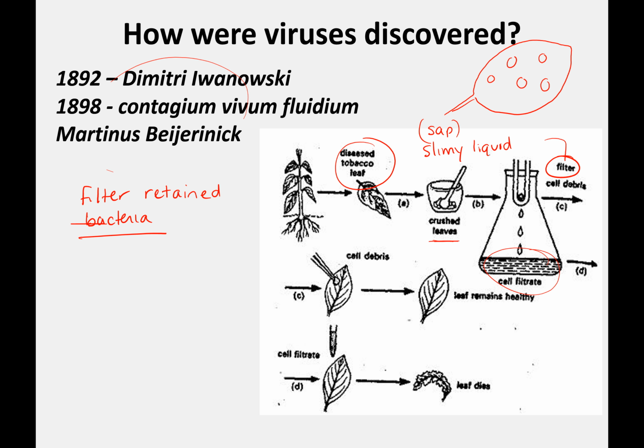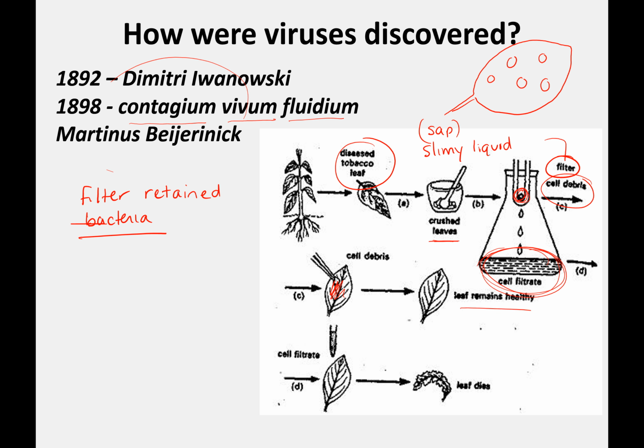This term up here, contagious living fluid, is talking about this liquid down here. They didn't know it was particles at the time. They just again thought, okay, instead of air, now it's a contagious liquid. And what they did was they would take the cell debris, the stuff up here, and rub it on the plant, and the leaf was healthy.